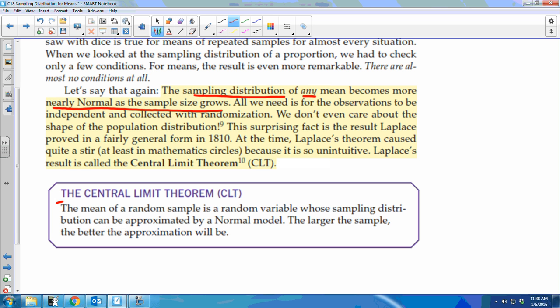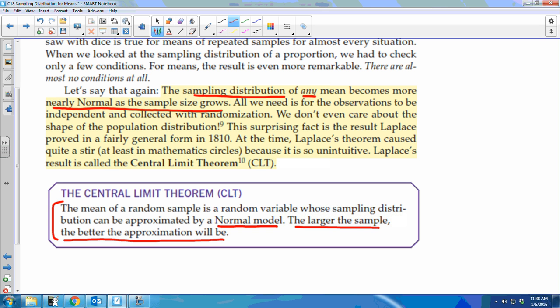And so it says here, the mean of a random sample is a random variable whose sampling distribution can be approximated by a normal model. The larger the sample, the better the approximation will be. So in this case, you don't necessarily have to have a unimodal and symmetric distribution to start with. You could have a skewed distribution as long as you are using a really large sample. It'll counteract that, right? So for means, we just want our samples to be large enough, and then a normal model will be a great approximation, right?